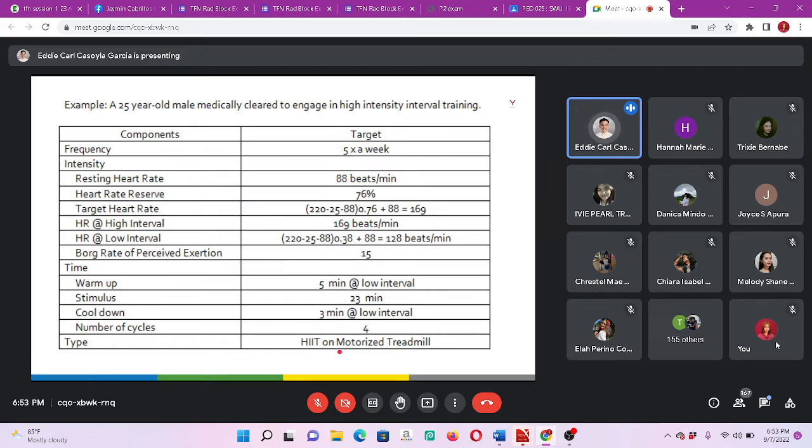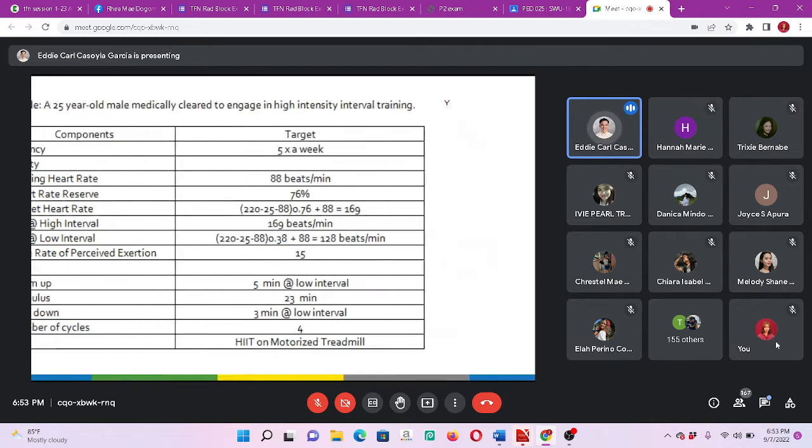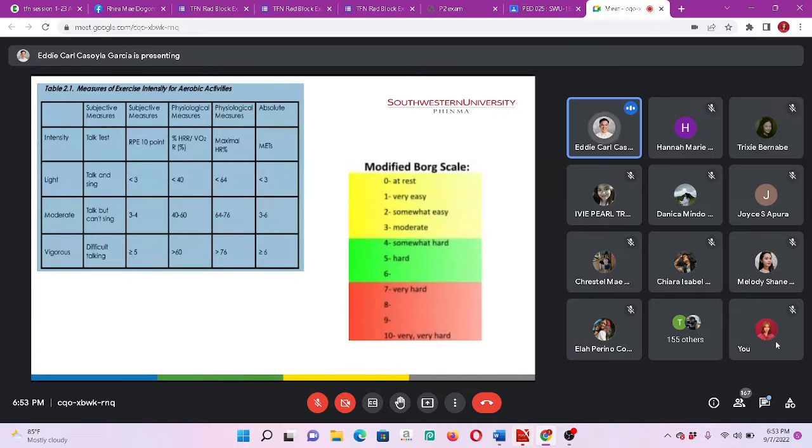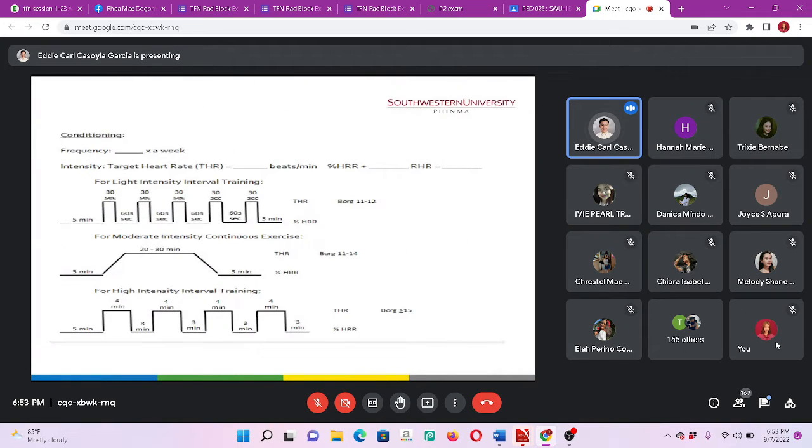And for the type of your program, I want you to be specific again. Only 1 specific exercise for cardio. Okay, so instead of writing a motorized treadmill here, write your specific exercise for your cardio that you will perform starting the implementation. Okay, so let's continue. And I want you to screenshot also this slide.